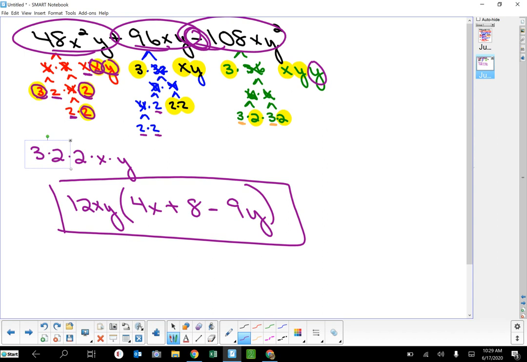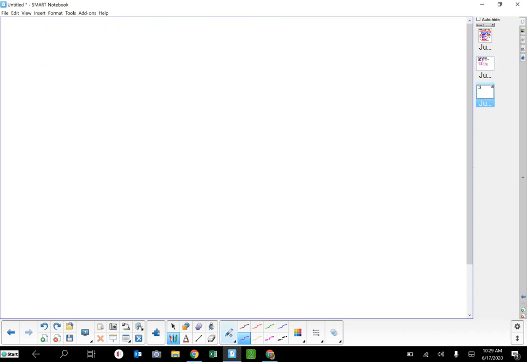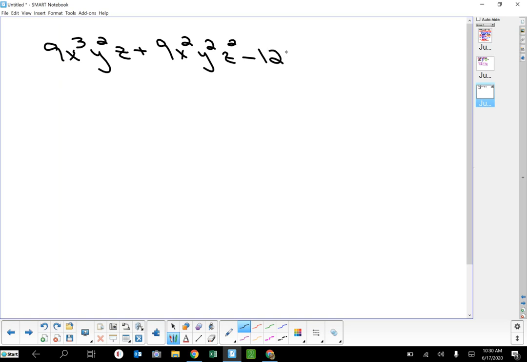So remember, you're factoring out the GCF. Let's do 2 more quick examples. And this one looks like 9x cubed y squared z plus 9x squared y squared z squared minus 12xy squared z cubed. All right, so I'm going to do this just visually. I know a 3 goes into 9 and 12, and that's it. So I have a 3.